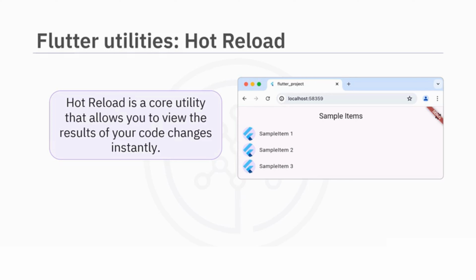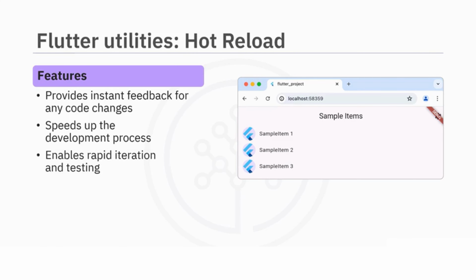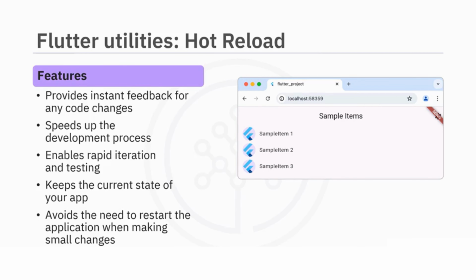Hot Reload is another core utility of Flutter that allows you to view the results of your code changes instantly. It provides instant feedback for any code changes and speeds up the development process by preserving the app's state while injecting new code changes. This enables rapid iteration and testing, allowing you to experiment with different ideas quickly. This utility also keeps the current state of your app so you don't lose progress or need to restart the application when making small changes. This is useful for UI development where you can immediately tweak designs and see the effects.